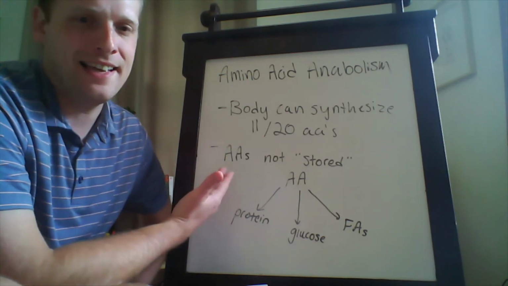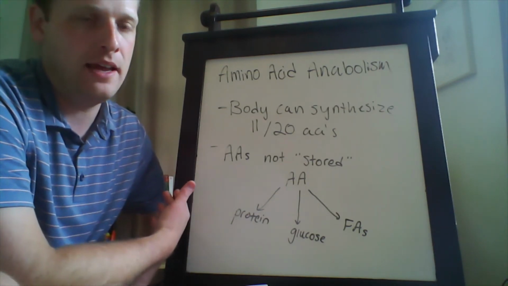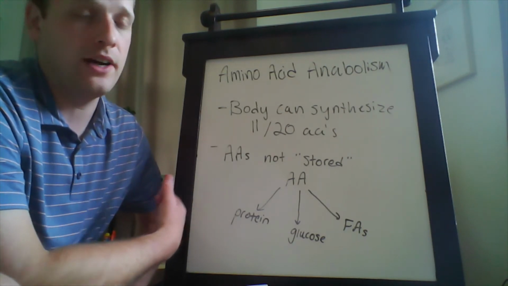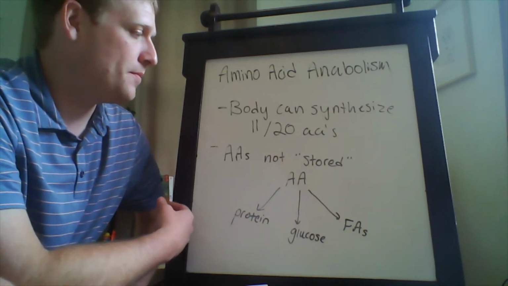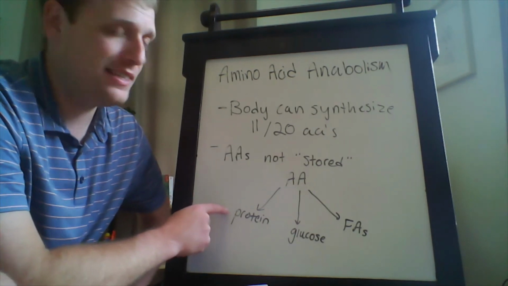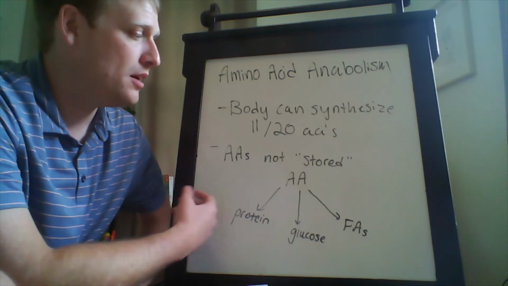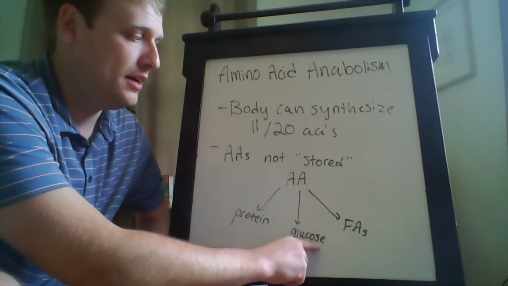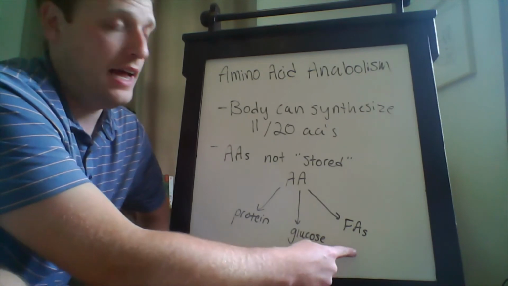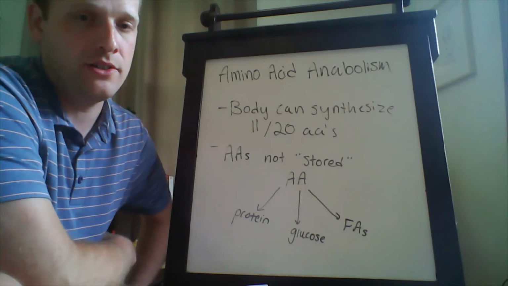When there's an excess, amino acids are not stored in the same way that glucose can be stored as glycogen or that triglycerides store energy. Amino acids can be converted to proteins, and if our body has met its protein requirement, if we've got more than enough protein, those amino acids can be converted through anabolic processes into glucose or fatty acids. And those are 2 molecules that can definitely be stored if there's an excess.